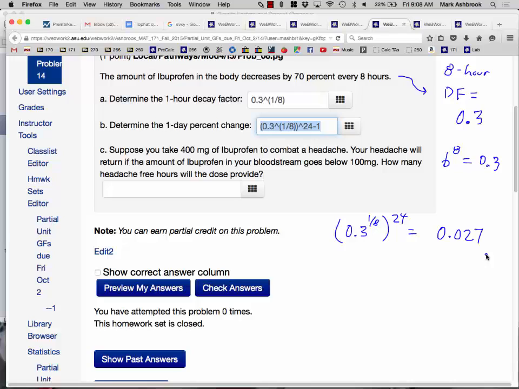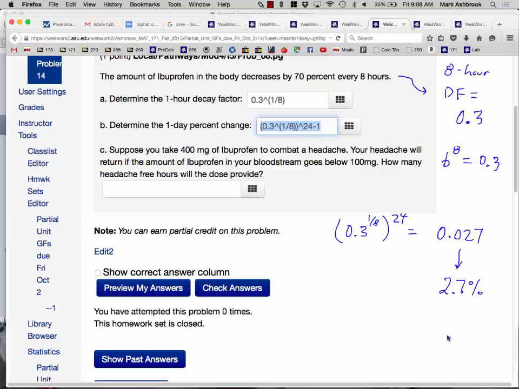What does it mean? That's the portion of the ibuprofen that's kept in a 24-hour period. What percent? 2.7% kept every 24 hours. And that's probably high, right? By 24 hours, it's probably all gone. But we know it's going to be just a trace left after a day.